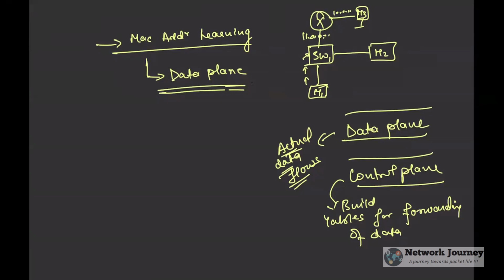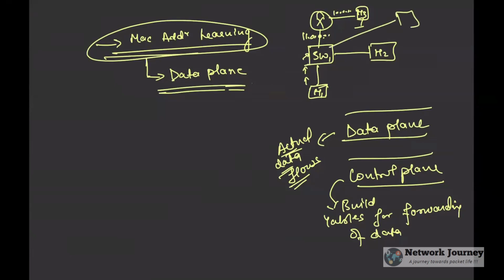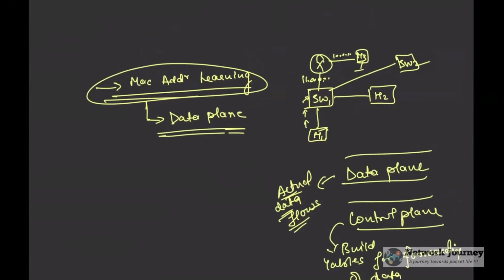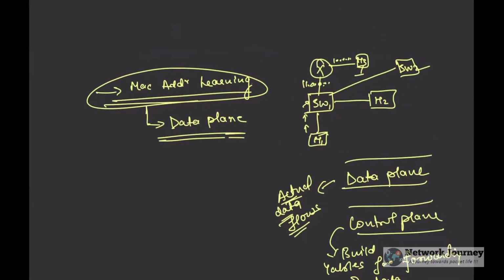So what happens is your MAC address learning happens through the data plane. There is no control plane that builds your MAC address table. You getting my point? To learn a MAC address from a host, or from one switch to another switch, there is no control plane protocol. Or do we have any control plane protocol to learn MAC addresses?